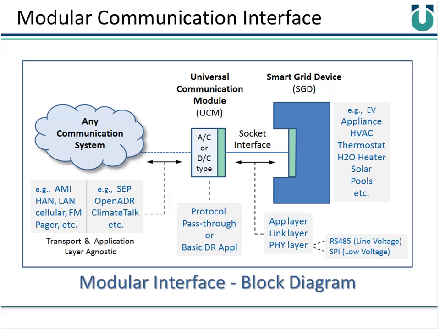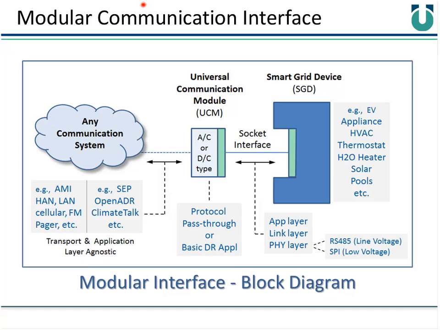Then in the module, and I'll talk a little bit more about the architecture in a minute here, we can have either a pass-through or DR application set up. And then, as it was already mentioned several times now, really the idea is that the module can receive any kind of signals, Smart Energy Profile, Open ADR and ClimateTalk on a profile side, but then also AMI, home area network traffic, cellular data, Wi-Fi, ZigBee, any other transport mechanisms here to get the data to the module.